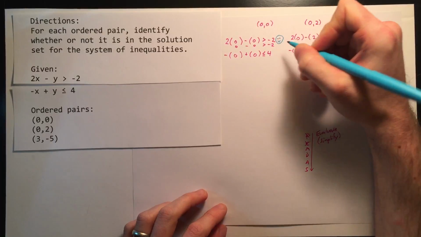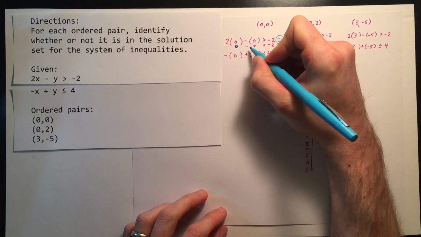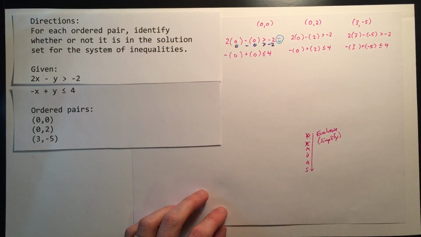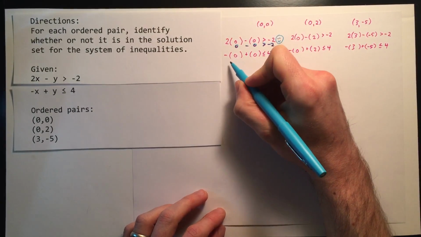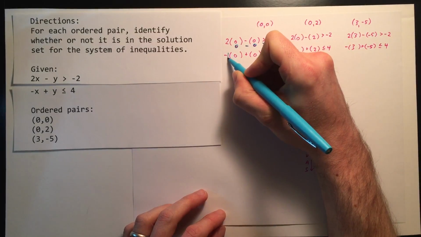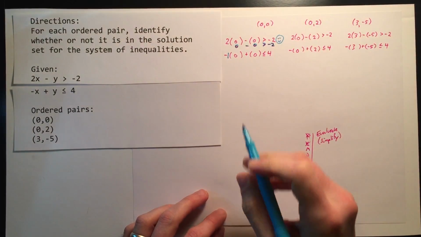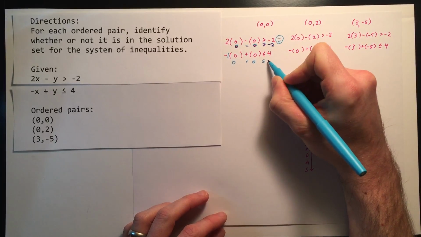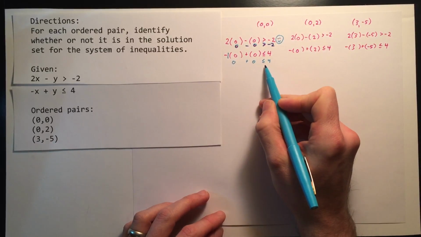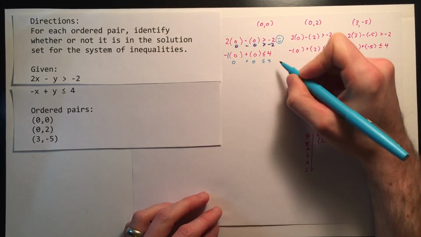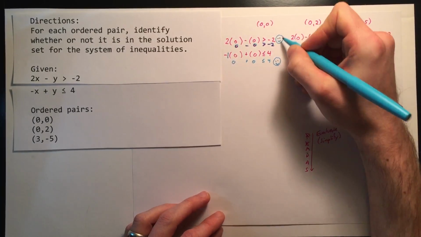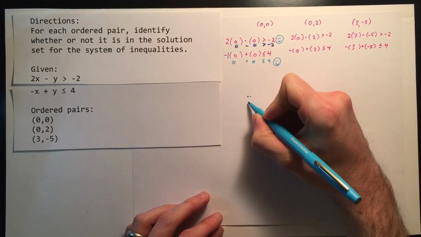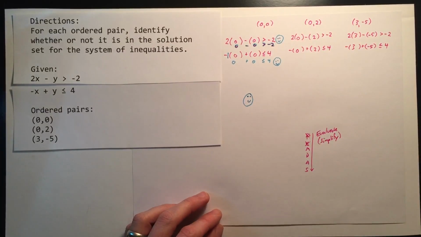I'm going to switch to blue here so that we can tell the difference between our work and the original problem. Okay, and the next one, don't forget that this is a negative 1 times 0 plus 0, and anything times 0 is 0, plus 0 is less than or equal to 4. Is 0 plus 0 less than or equal to 4? Yes, 0 is less than 4. That's true. And because we have two smiley faces, the ordered pair worked in both inequalities. That means it's a solution to the system of inequalities.